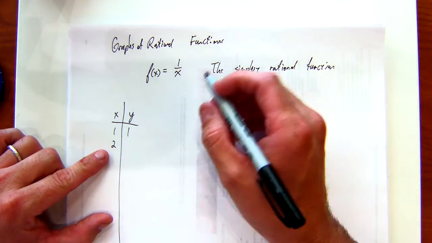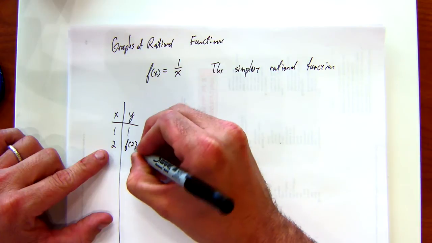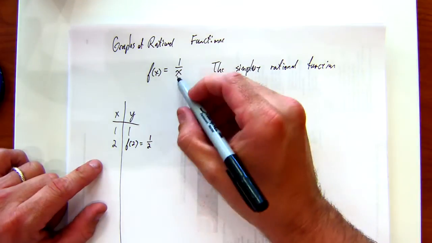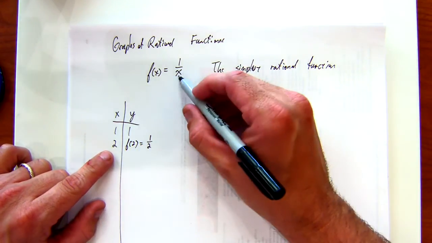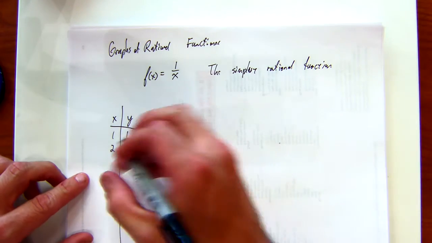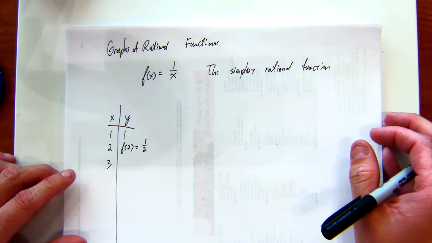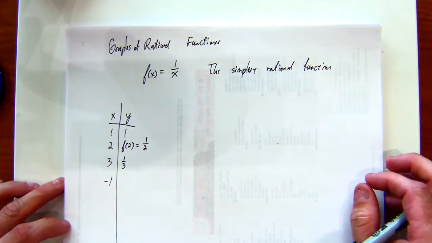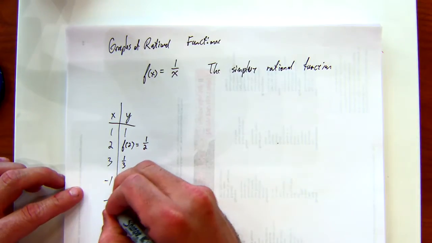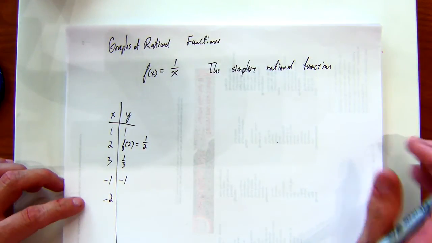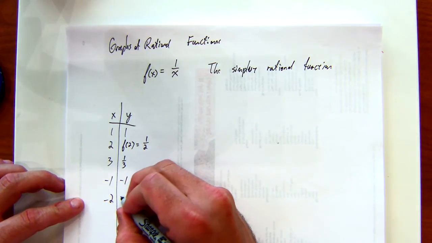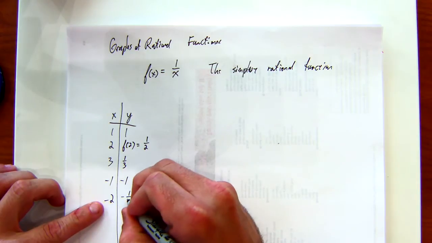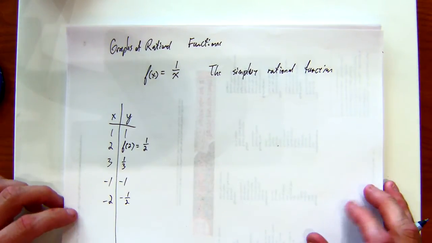What about when x is 2? What is f of 2? f of 2 is equal to 1 over 2, right? I'm just choosing a value for x and plugging it into this function. What about 3? 1 over 3. What about a negative 1? Negative 1. How about a negative 2? Negative 1 over 2.